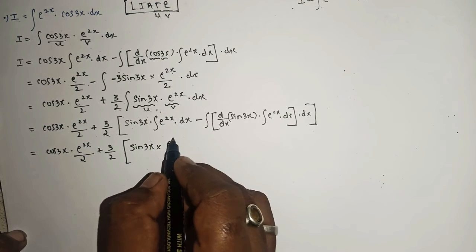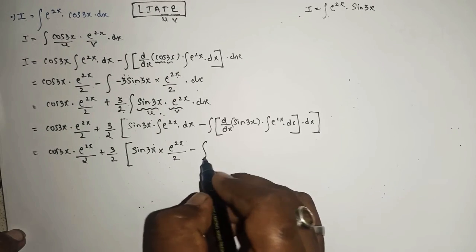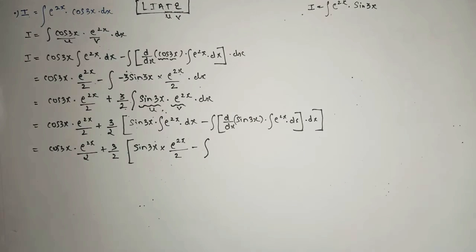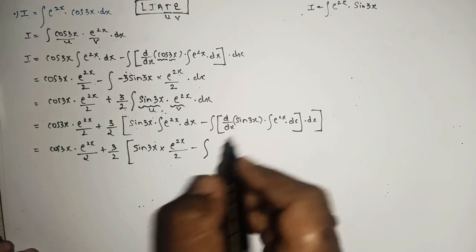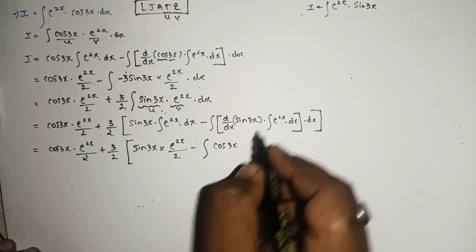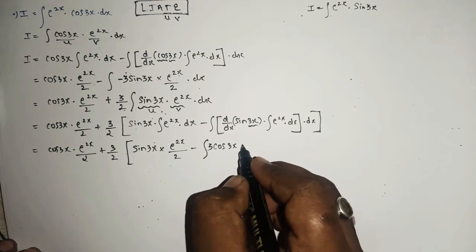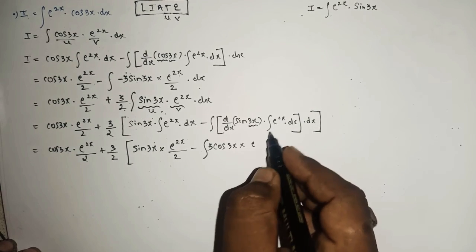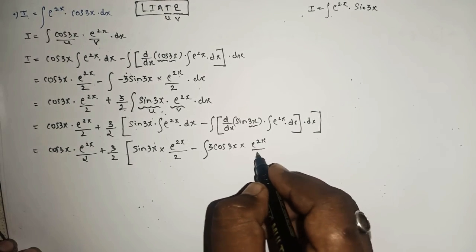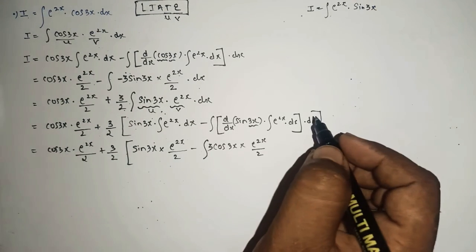The integration of e raised to 2x will be e raised to 2x upon 2. Yes or no? Derivative of sine 3x will be what? Cos 3x, but the derivative of 3x will be what? 3. Then into e raised to 2x will be what? Integration of e raised to 2x will be e raised to 2x upon 2. Yes or no?